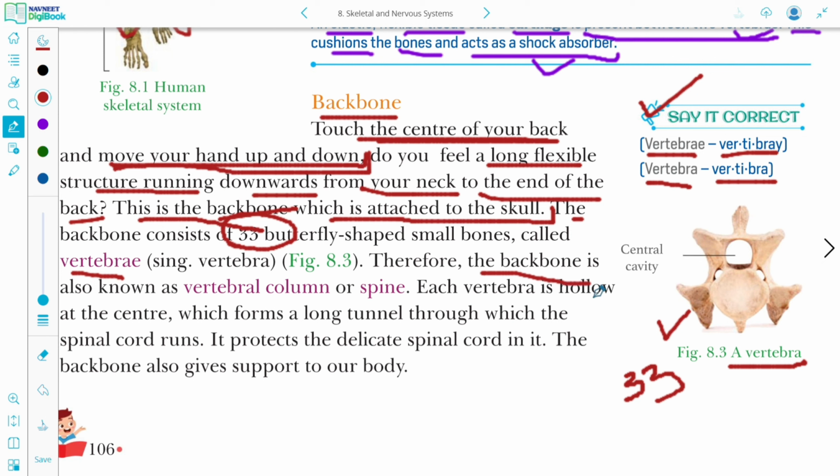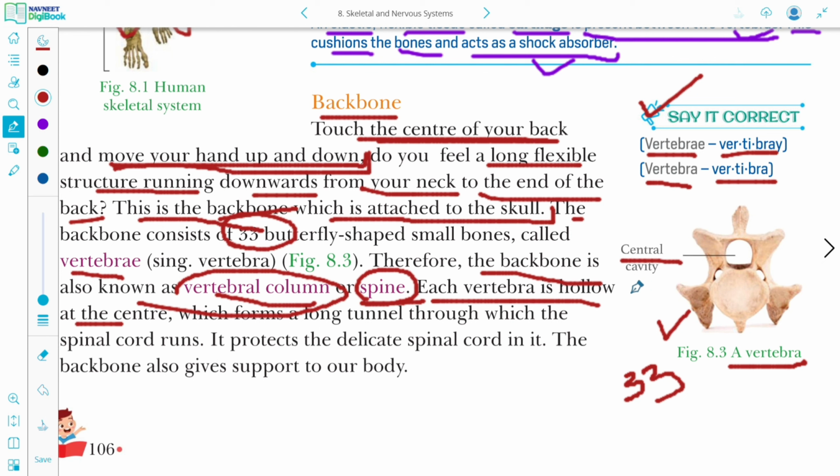Therefore, the backbone is known as vertebral column, है ना. इसलिए हम बैकबोन को क्या बोलते हैं बच्चे? वर्टिब्रल कॉलम और स्पाइन. ठीक है, स्पाइन भी हम वर्टिब्रल कॉलम को बोलते हैं. क्यों बोलते हैं स्पाइन? क्योंकि इसके अंदर क्या होता है? स्पाइनल कॉर्ड. Each vertebra is hollow at the center. ये जो है हर एक वर्टिब्रा कैसी होती है? सेंटर से हॉलो होती है.